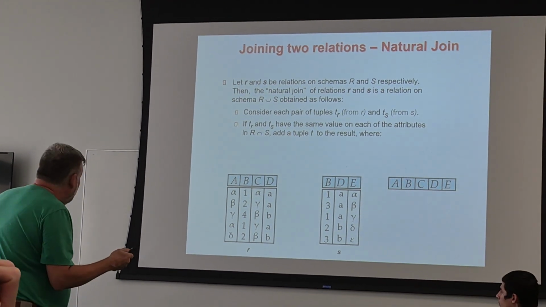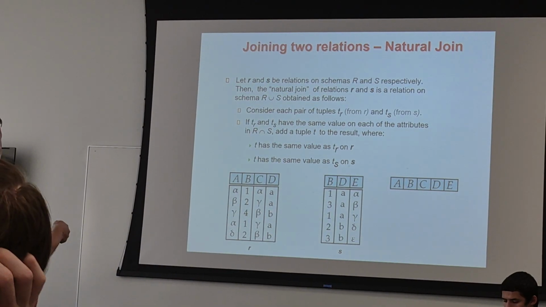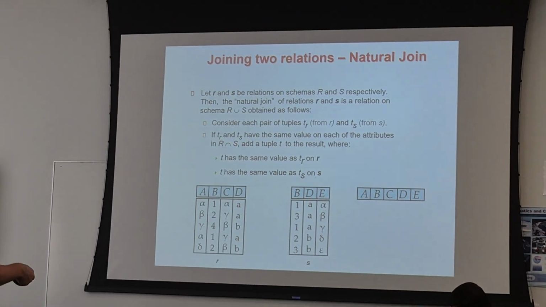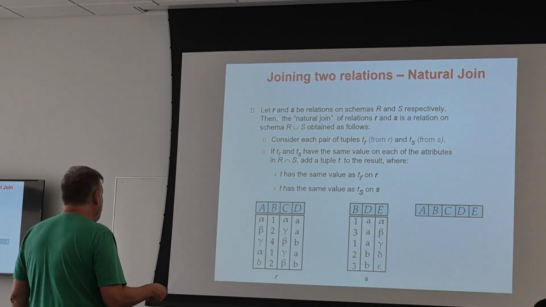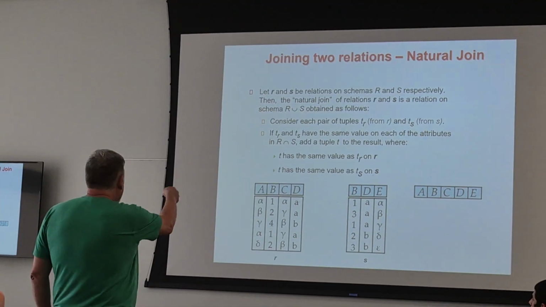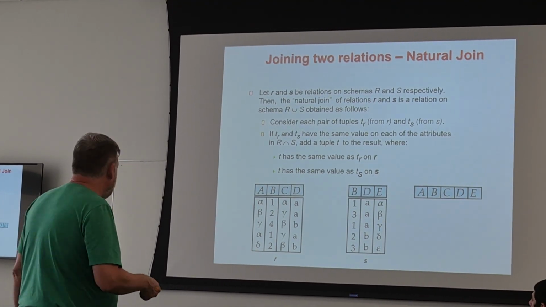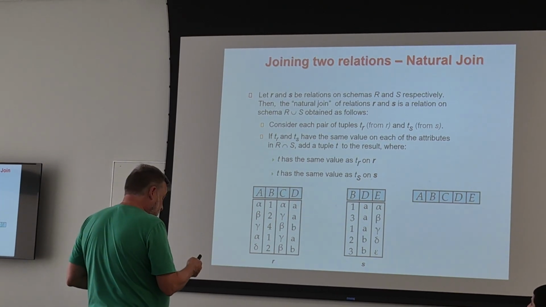In fact, I think I've done a little visualization. Again, the author is T has the same value as TR from table R, and T has the same value as TS in table S for the intersection of the common column names between them.